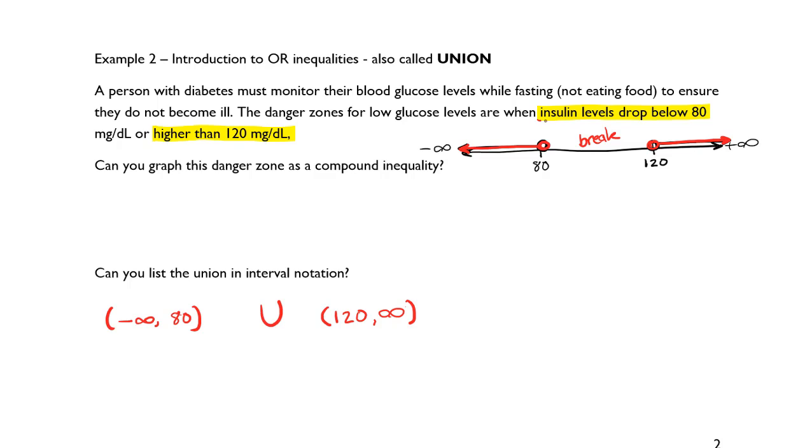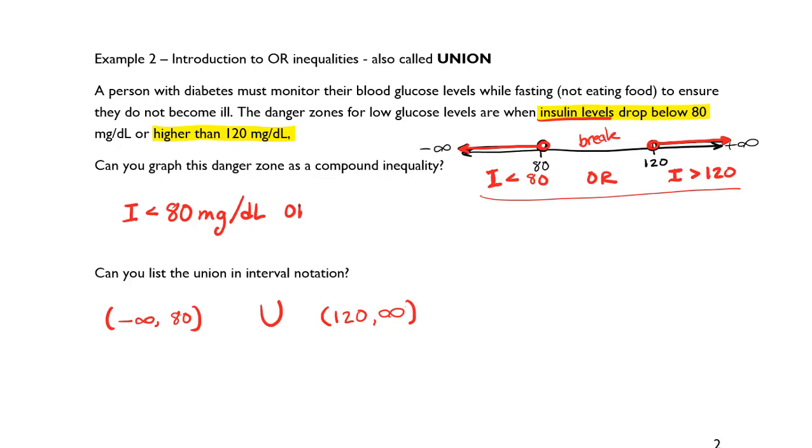We know that the insulin level is what we're talking about, so we'll call this an I, for insulin. We'll say insulin is less than 80, or, now we're talking about the other piece, the insulin is greater than 120. Now, scientists would be screaming because I'm not using the units notation on these. So I'm going to go ahead and list the units with this so that my colleagues don't have issues. Or I is greater than 120 milligrams per deciliter. There we go.